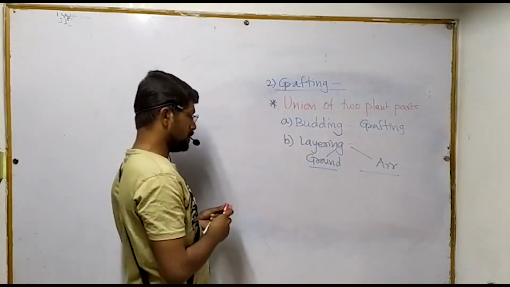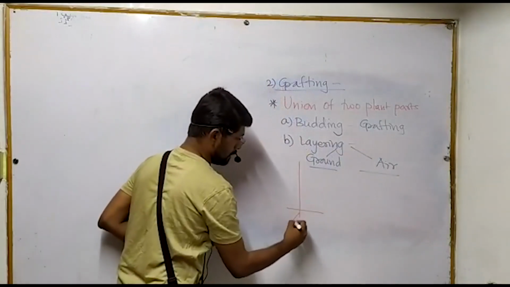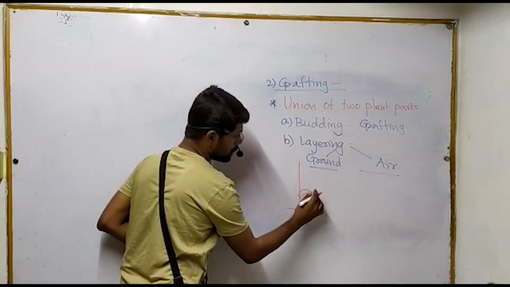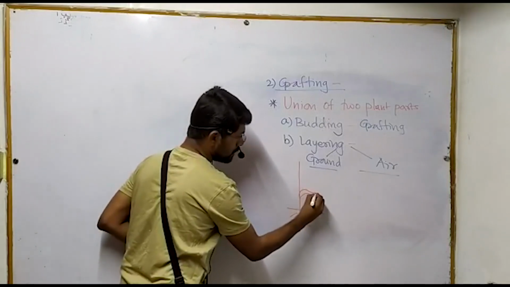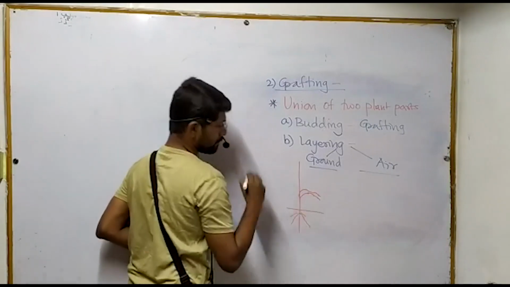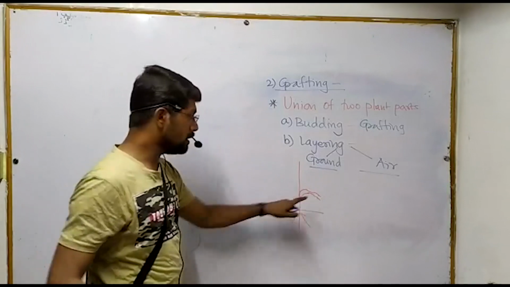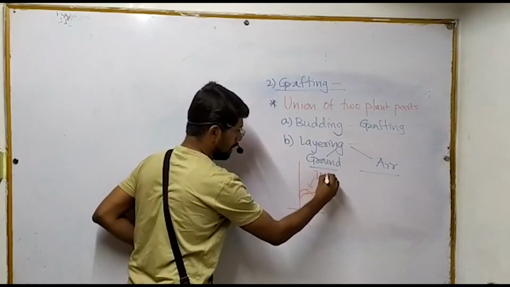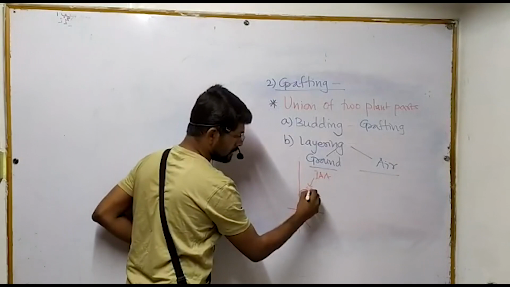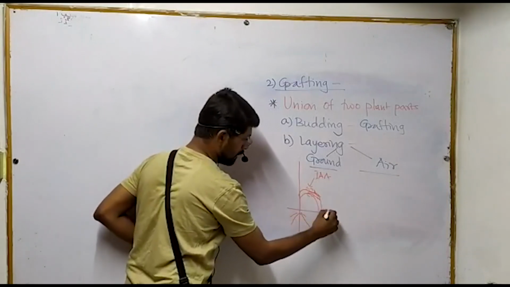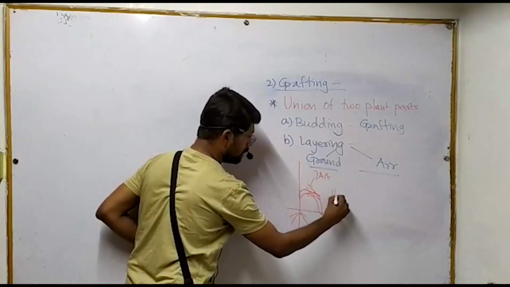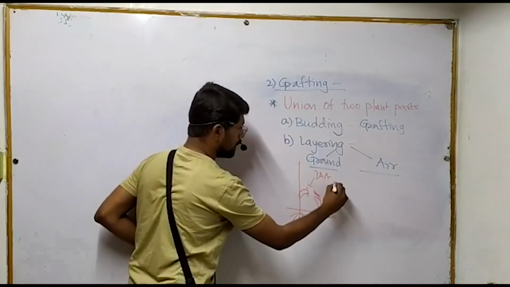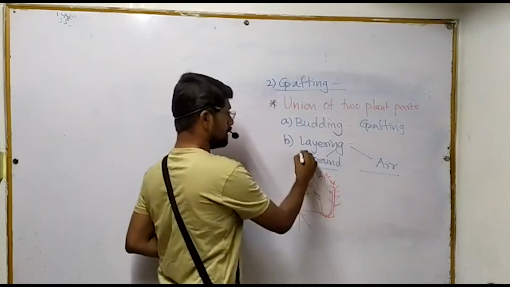In ground layering, see the procedure. This is the mother plant in which the lower branches, see, this is the lower branch. This lower branch is cut like this to expose the cambium. So this is the cut region, and this exposed region is treated with auxins like IAA and wrapped with cocopeat, and this is then bent down and buried into the soil like this. Now the new plant which is developed here, after cutting this region, will grow as an individual plant. So this layering is called ground layering.